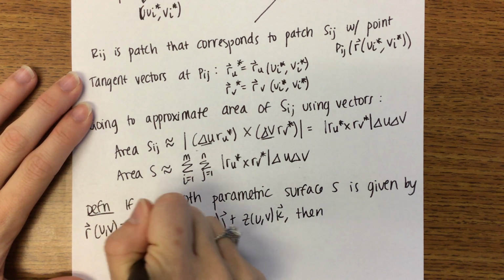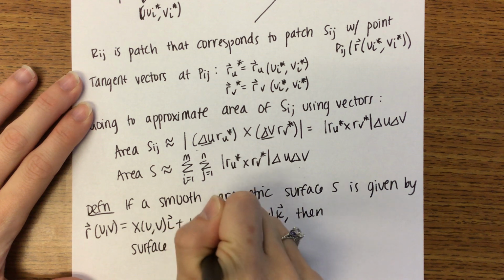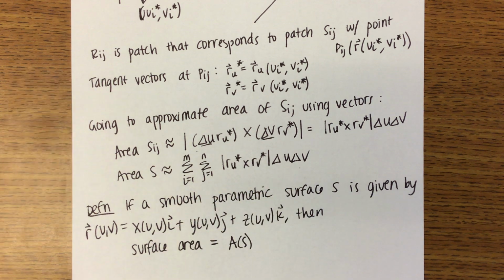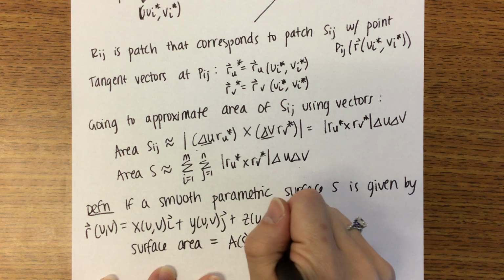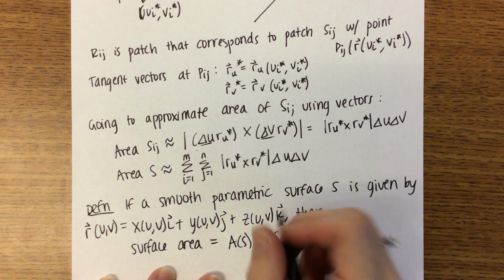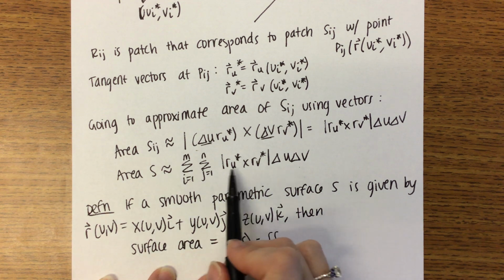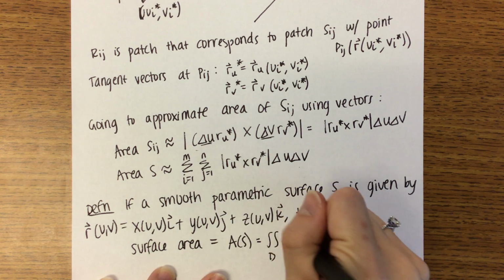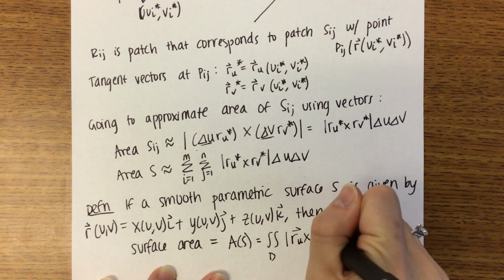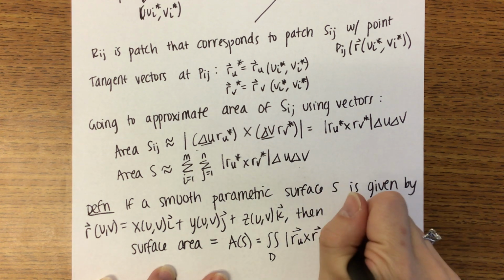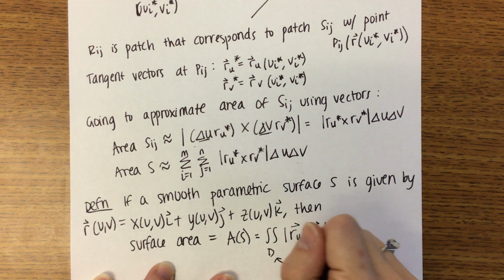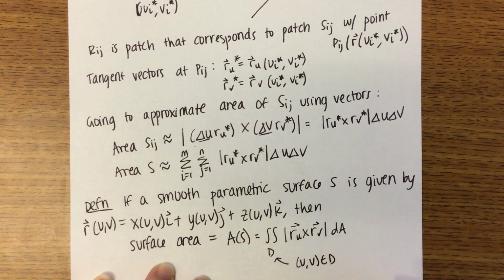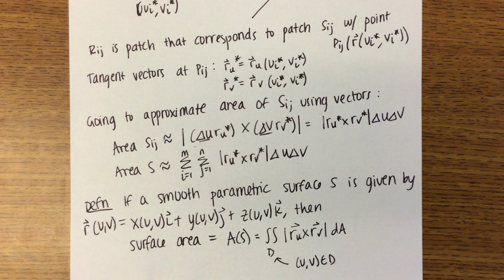the surface area, which is generally labeled A(S), you should be able to tell from here. The double summation becomes a double integral over the region D. This is exactly how it appears. So the magnitude of r_u crossed with r_v, and then dA. D is in terms of u and v. So u and v are elements of the region D.